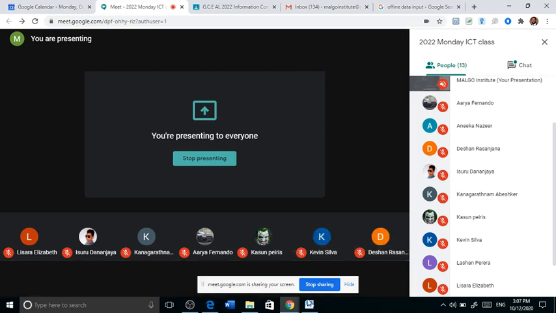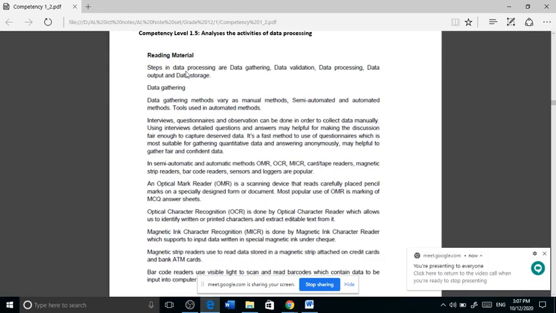Here mainly we are discussing the data processing steps. What are the data processing steps? Data gathering, data validation, data processing, data output, and data storage. So what are the three main data life cycle stages?